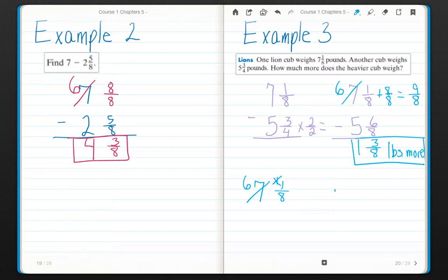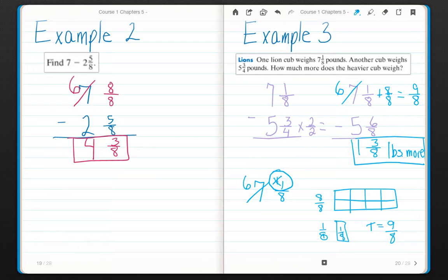If I show it in a bar model, here's my whole, and here's my 1/8. I'm going to take this whole and break it into eighths. So I have 8/8 here plus this 1/8 here for a total of 9/8. So this is a common mistake that people just want to put a 1 because you're borrowing, but you're not borrowing 10. Here I'm borrowing eighths.